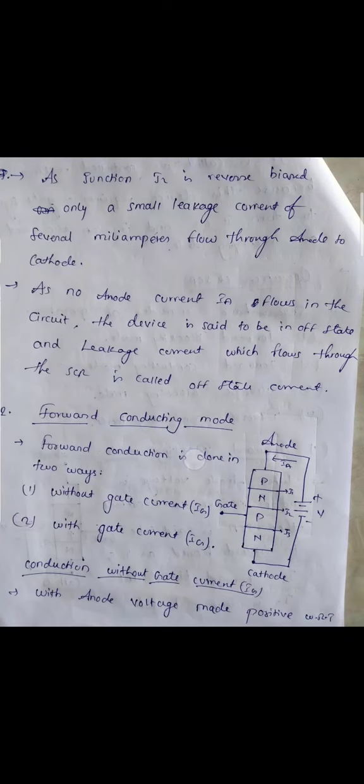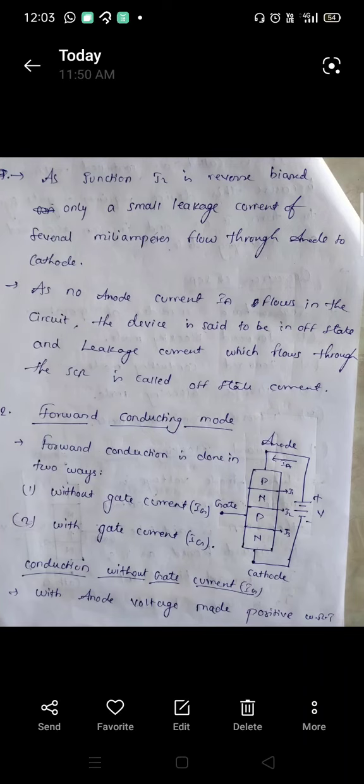As the junction J2 is reverse biased, what will happen? You know that, let us consider a simple PN junction diode in the reverse bias condition.